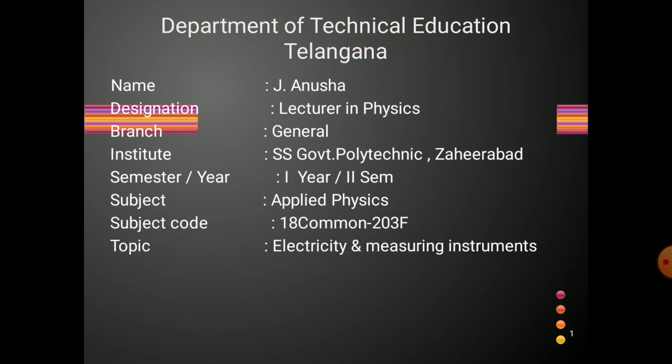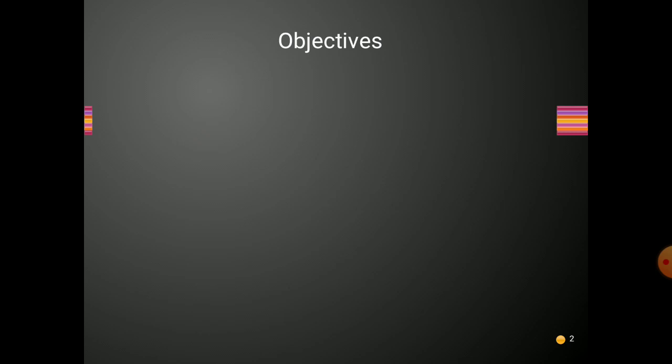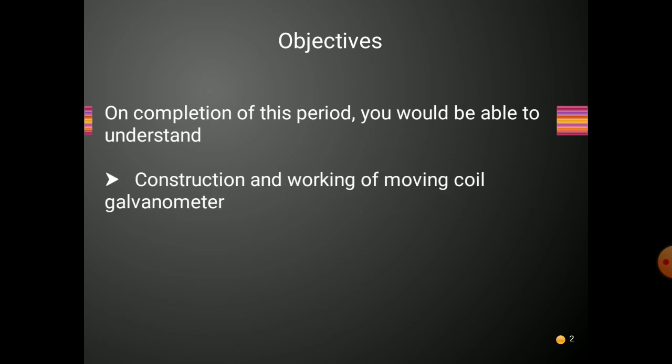From our syllabus, the main topic we are dealing with is electricity and measuring instruments, which is the 5th chapter in our syllabus. For today's class, from this chapter, we are going to discuss the moving coil galvanometer. To understand this topic, we are using a PowerPoint presentation. We can see photographs also if they are needed. The main objective of today's class is, on completion of this period, you would be able to understand the construction and working of the moving coil galvanometer.